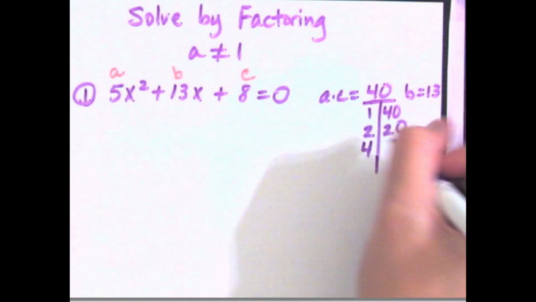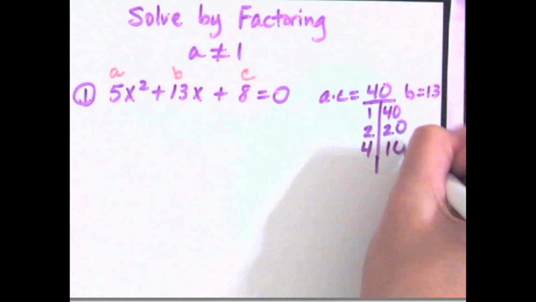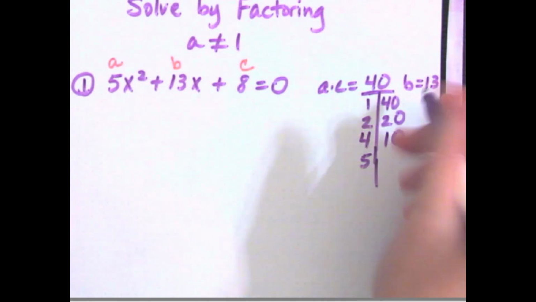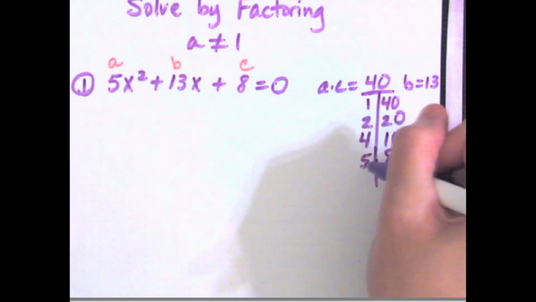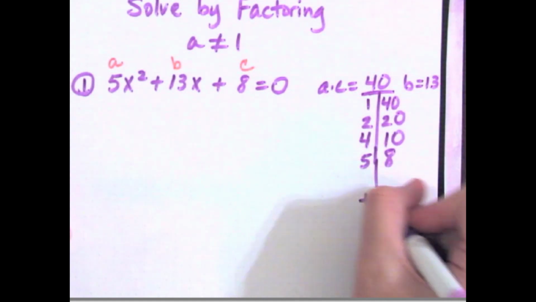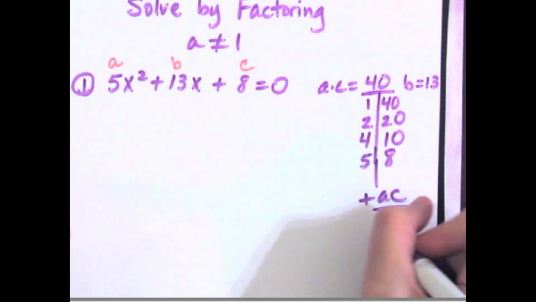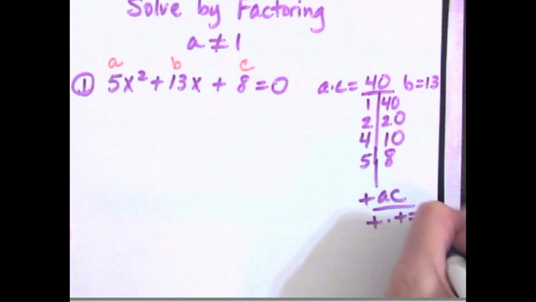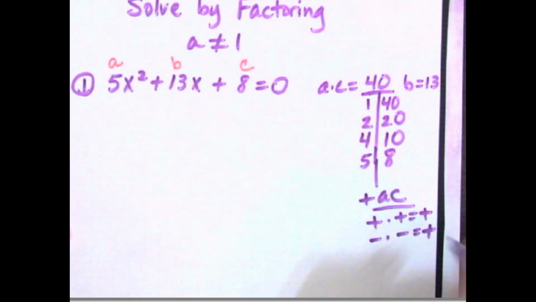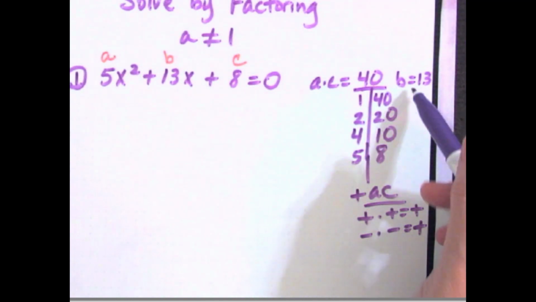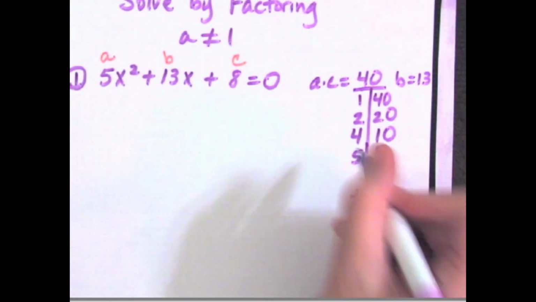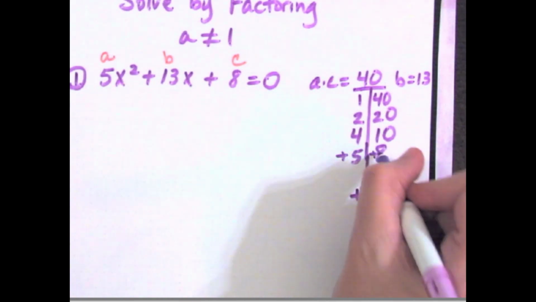I'll move up to 4. 40 divided by 4 is 10. That doesn't help. 5. 40 divided by 5 is 8. Hey, I can add those and get 13. So let's see, that's a positive, so I've got a positive AC, so that means they will have the same signs to get that positive. Okay, and if we're trying to get a positive middle term, then we're going to go for this combination where they're both positive. So positive 5, positive 8.